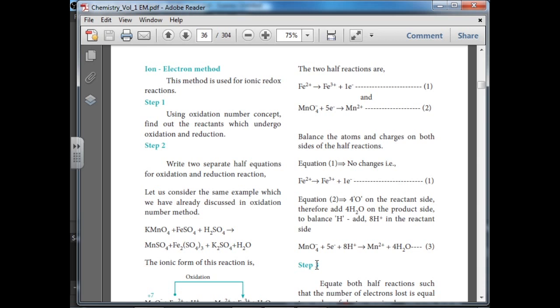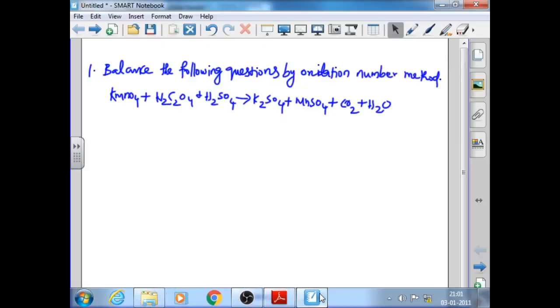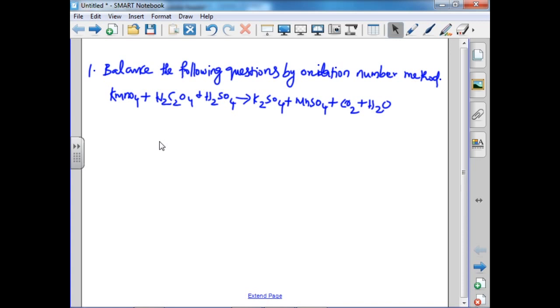Today we are going to learn a new topic, the ion electron method. Before we enter the topic, we are going to do one more problem: balance the following equation by the oxidation number method. The question is KMnO4 + H2C2O4 + H2SO4 gives K2SO4 + MnSO4 + CO2 + H2O.